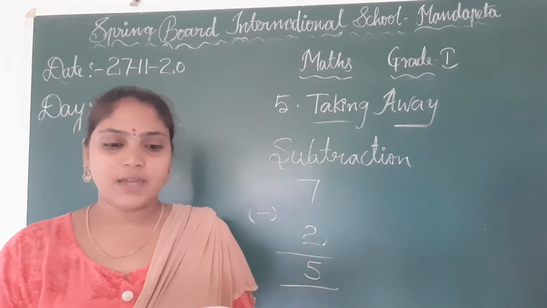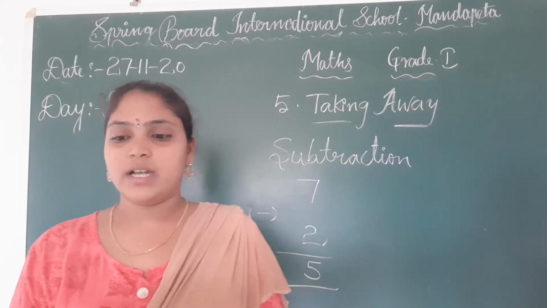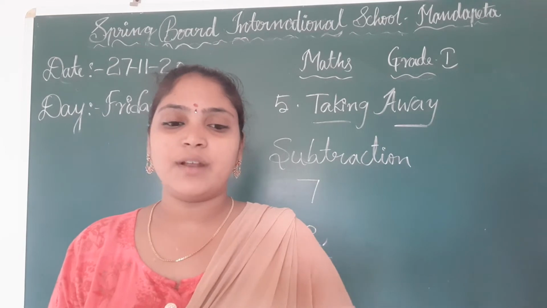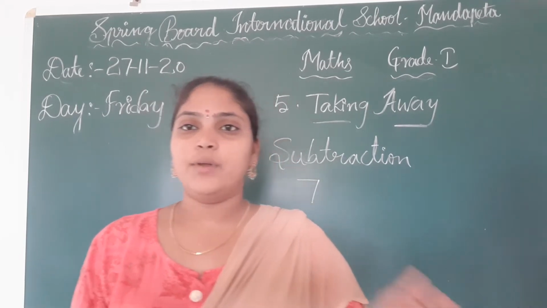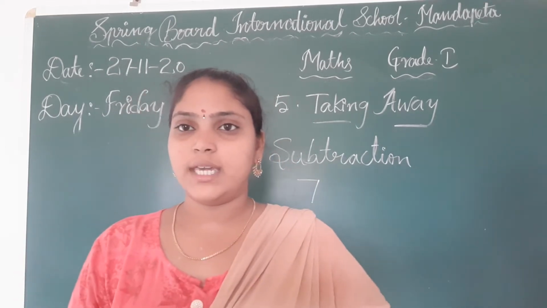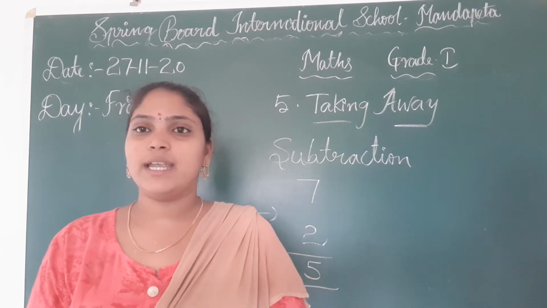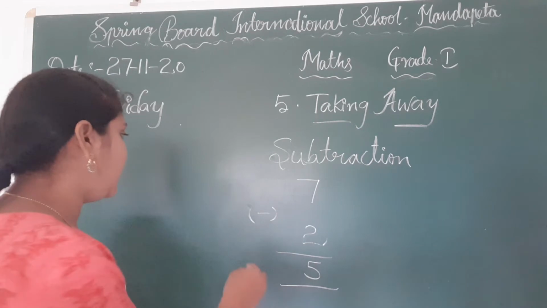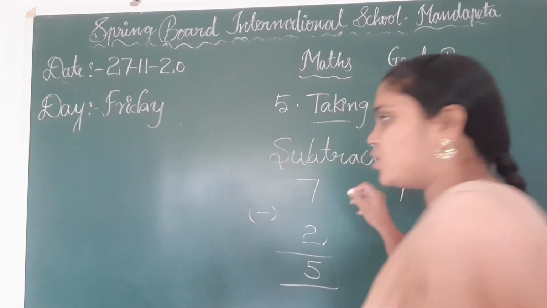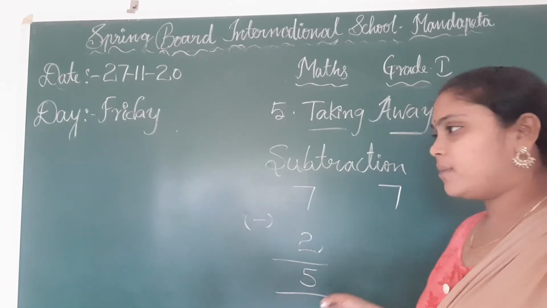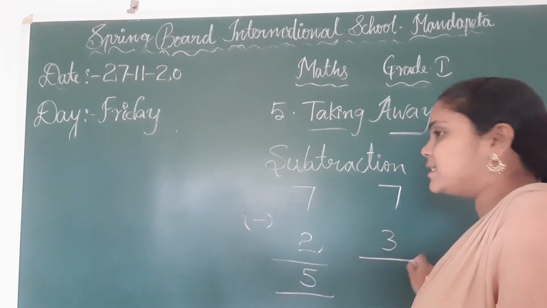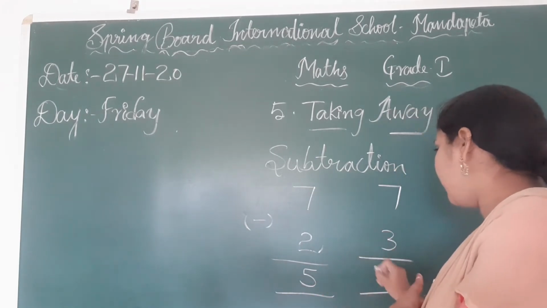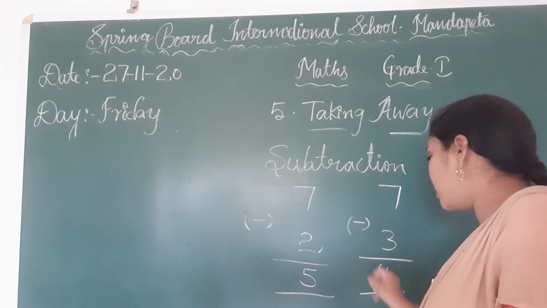When we take away something from a quantity, it becomes less. So for example, I'm having 7 chocolates. I gave my friend 3 chocolates. Totally I'm having 7 chocolates and I gave my friend 3 chocolates. Now how many chocolates am I having, children? 7 minus 3, 4 chocolates.